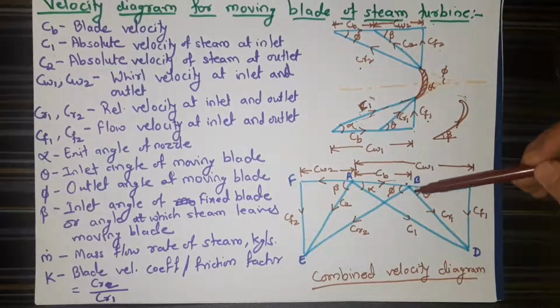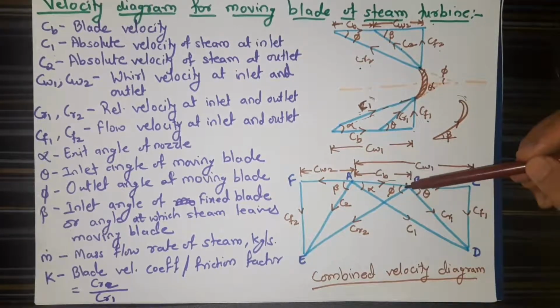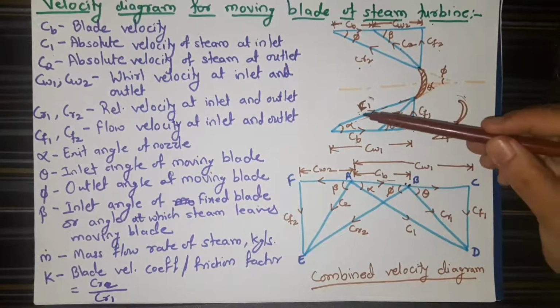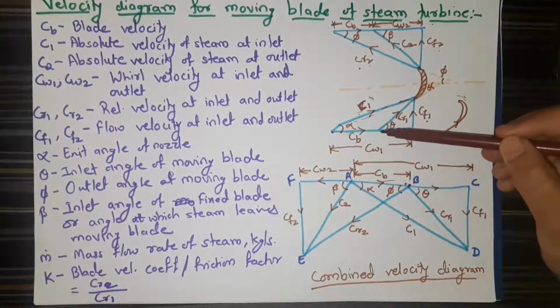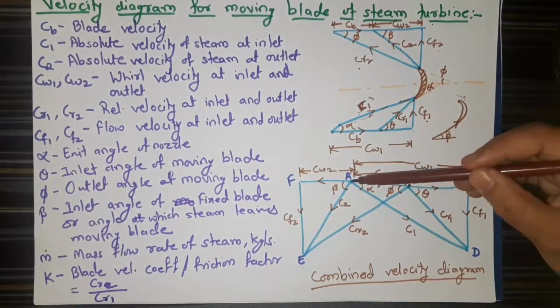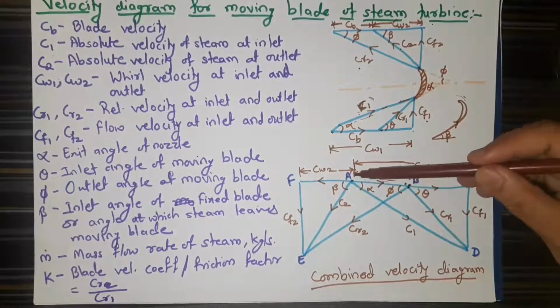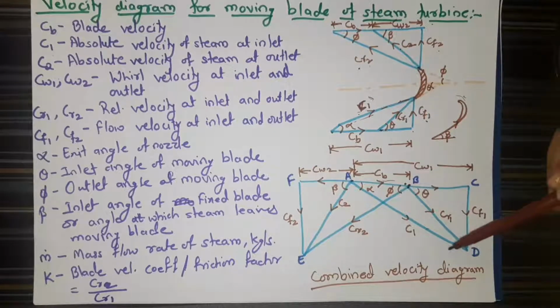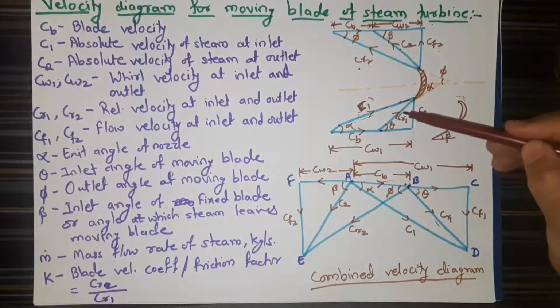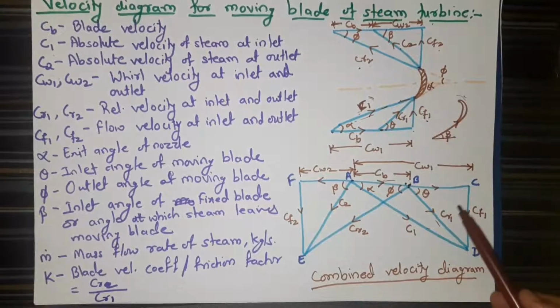And here you can see from the other end of the CB, this is the first end, this is the another end. From the first end there is a C1, and from the other end there is a CR1. You can see here also CR1. So this is what the inlet velocity triangle is.